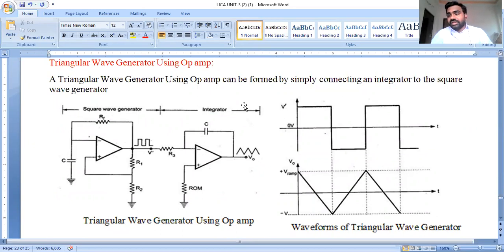That means in the application of the operational amplifier, these are nonlinear applications: zero crossing detectors, Schmitt triggers, and multivibrators. So in the aspect of these nonlinear applications, especially in the application of comparators, how do we build a triangular wave generator? We can use a square wave generator.